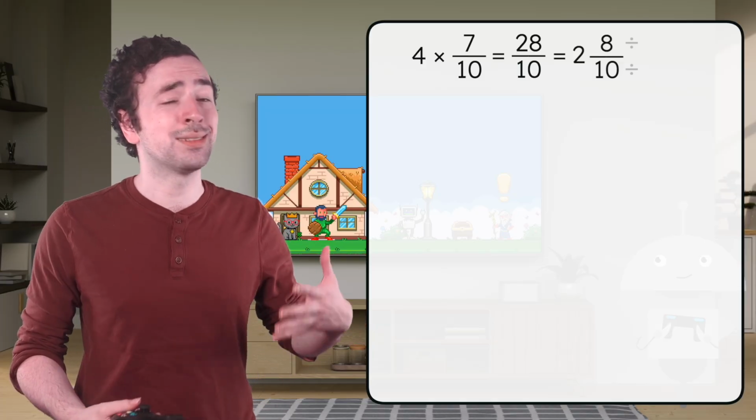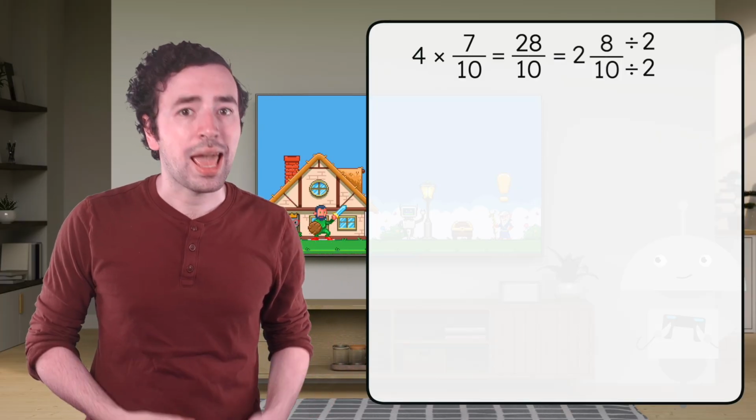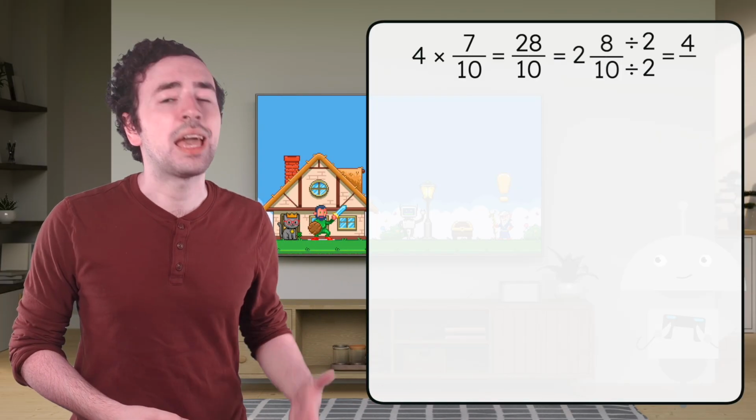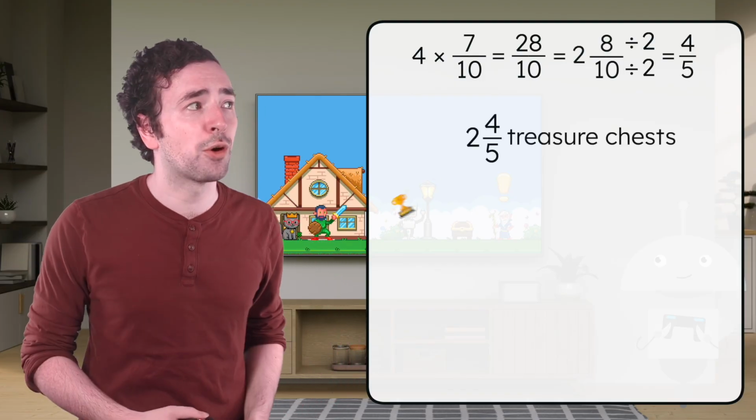Is that fraction in simplest form? Not yet. The numerator and denominator are both divisible by 2. 8 divided by 2 equals 4, and 10 divided by 2 equals 5. So our final answer is 2 and 4/5.